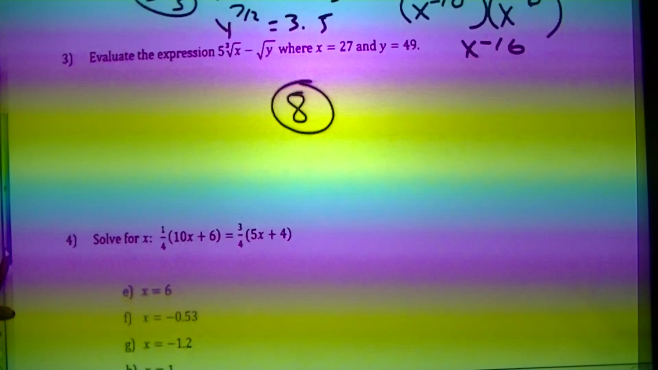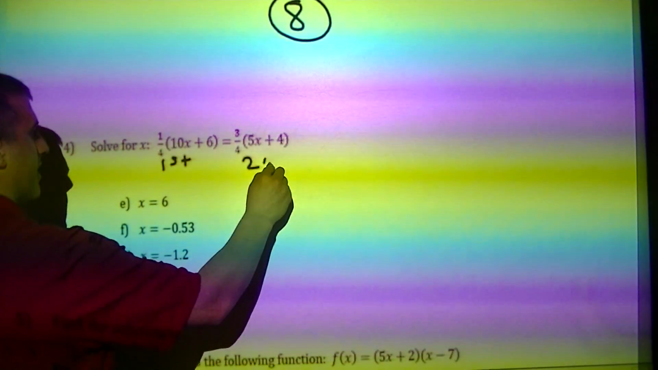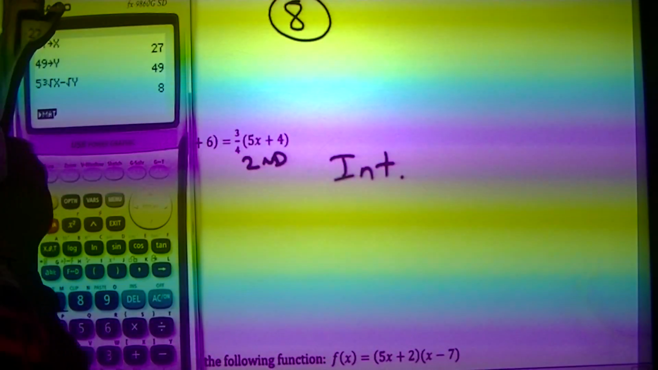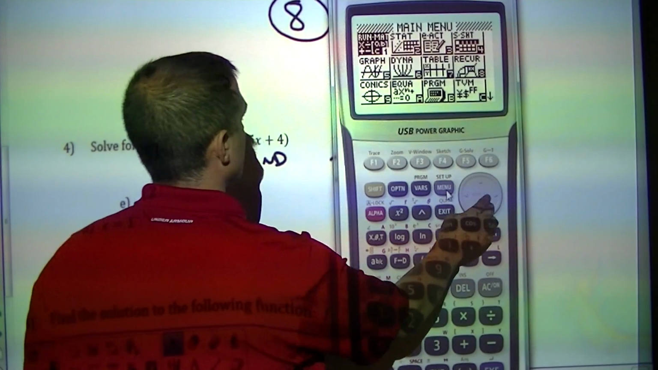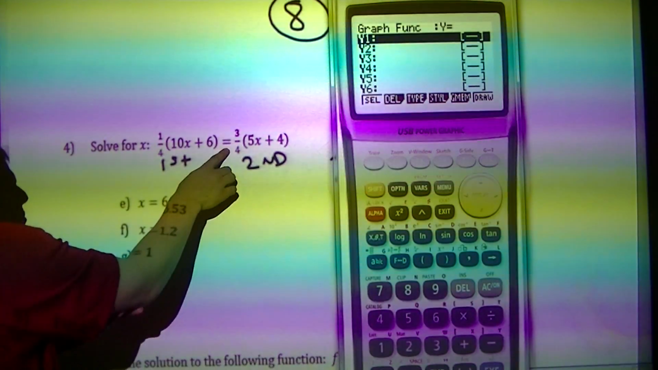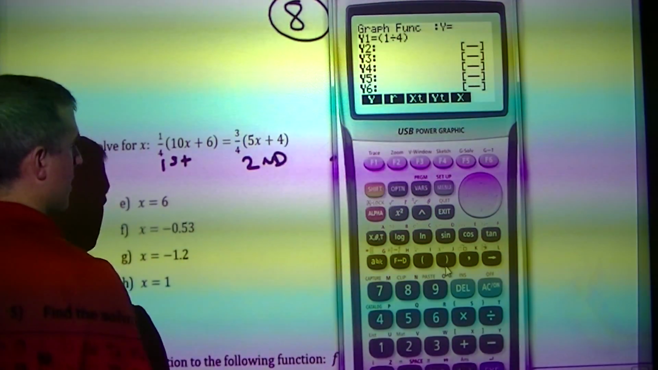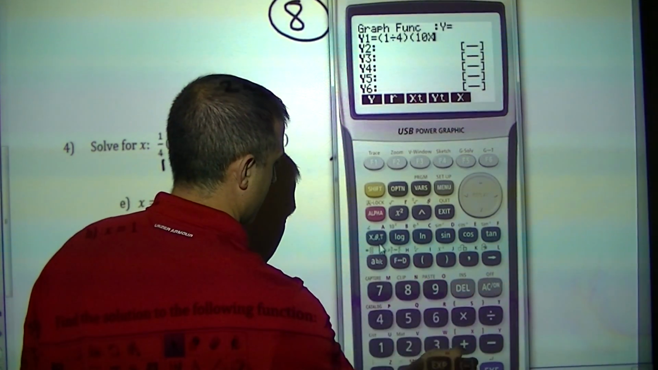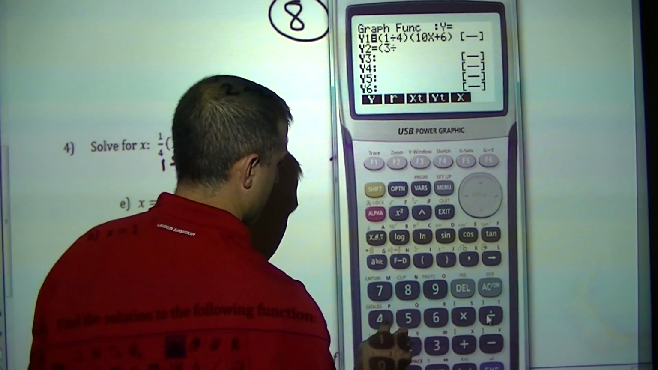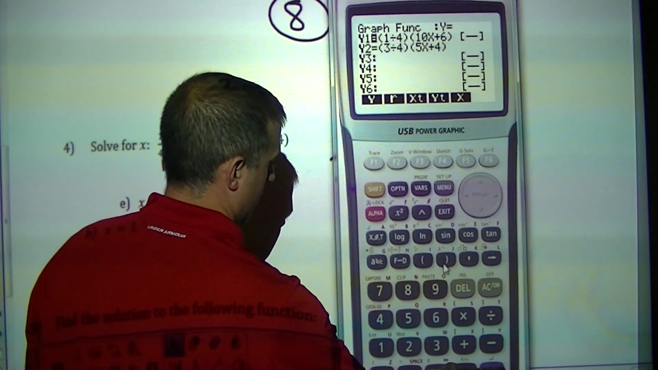This is one where this is my first line, this is my second, and I'm going to find the intersection. So I'm going to go into my calculator, go to menu, then go to graph. Double check, y equals, make sure that's always the case. 1/4, 10x plus 6, and then 3/4, 5x plus 4, and I'm going to draw.